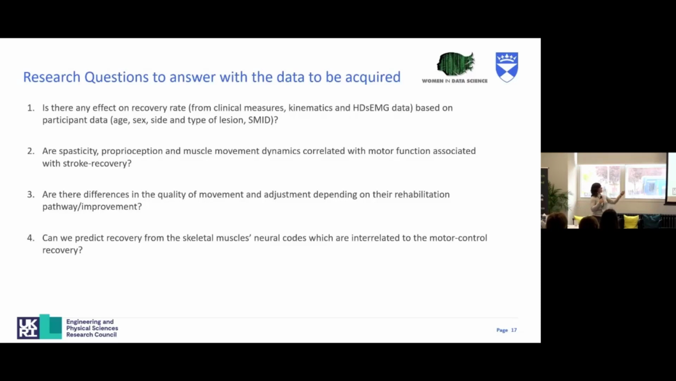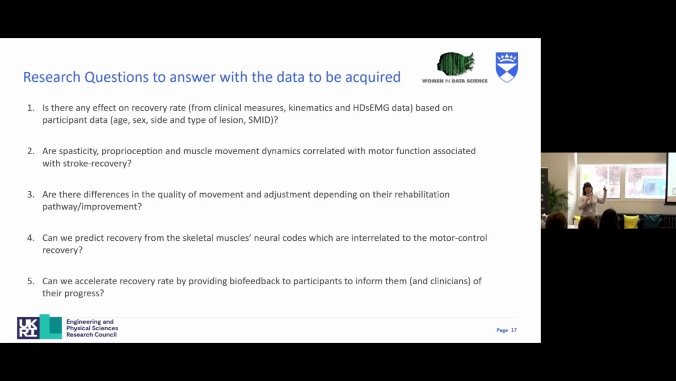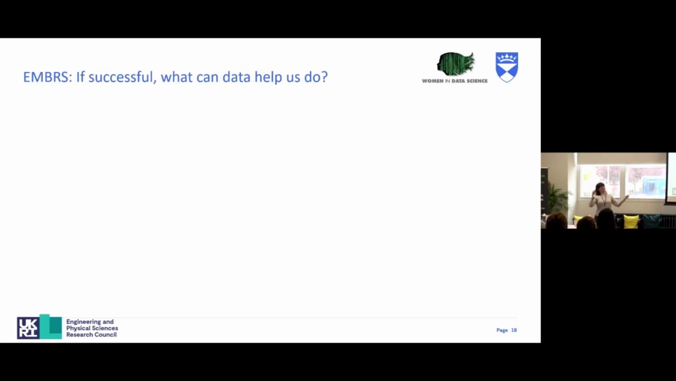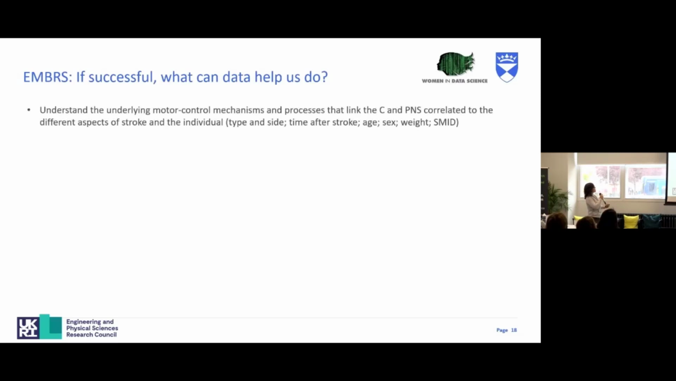And if we are able to create those biomarkers, can we accelerate recovery by providing a feedback tool to both the patient and the clinician? So if successful, what will this help us do? Firstly, we'll be able to understand the link between the central nervous system and the peripheral nervous system. And not only will we be able to understand it, but we'll be able to put it in context in terms of sex, type of lesion, site of lesion, weight, even including the Scottish Index of Multiple Deprivation.